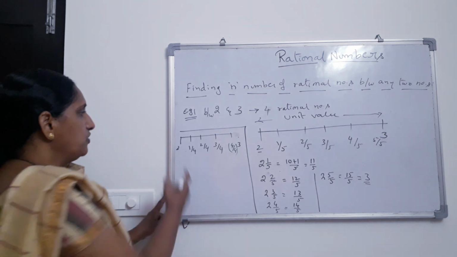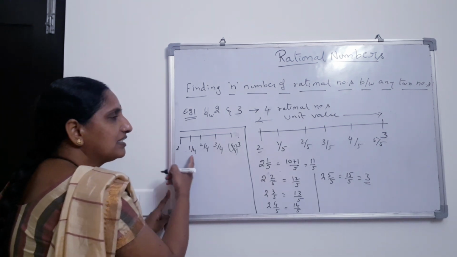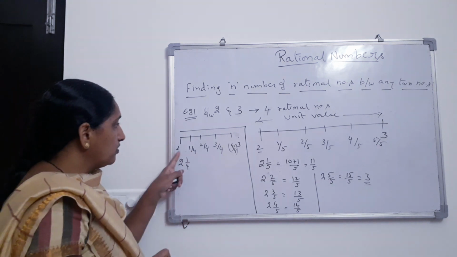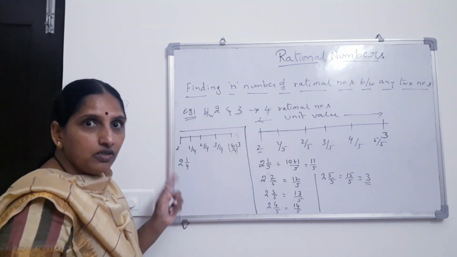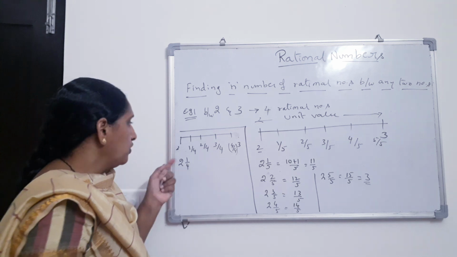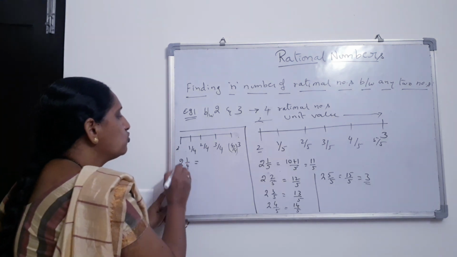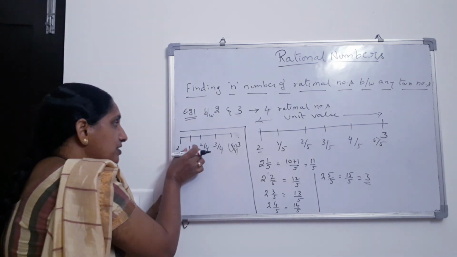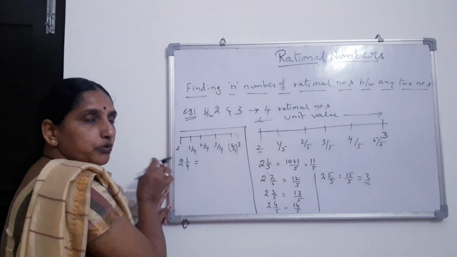Now let us check. What is this value? This number is 2 1 by 4. You can't write it as 1 by 4 because it is after 2. It is not after 0 to write directly 1 by 4. 2 1 by 4 means 2 and 1 by 4, that is 2 plus 1 by 4. How much is added? 1 by 4 is added to 2.